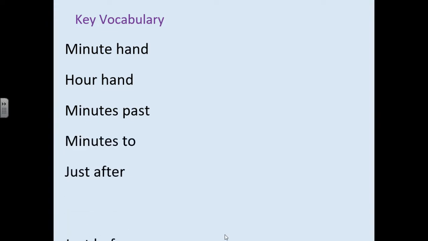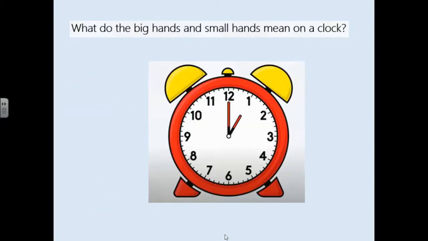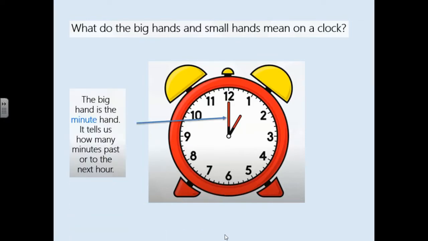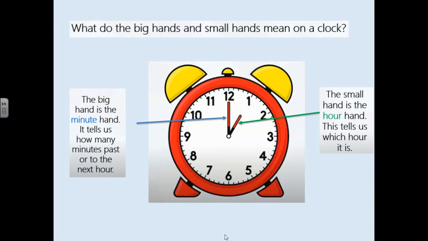Let's go to the key vocabulary. Please repeat after me. Minute hand, hour hand, minutes past, minutes to, just after, and just before. Let's remind ourselves, what do the big hand and small hand mean on a clock? The big hand is the minute hand. It tells us how many minutes past or to the next hour. The small hand is the hour hand. This tells us which hour it is.